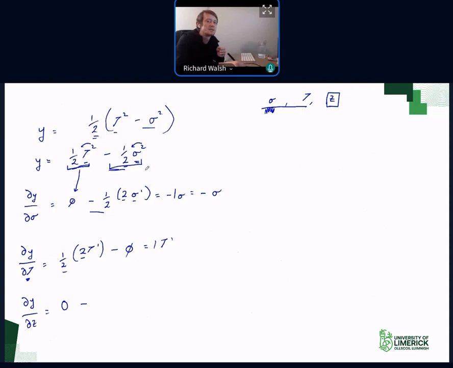Half times sigma squared, treating sigma as a constant, it's like minus a half times 3 squared, for example. That will also differentiate to 0. So those would be my first partial derivatives of y with respect to sigma, with respect to tau, and with respect to z.